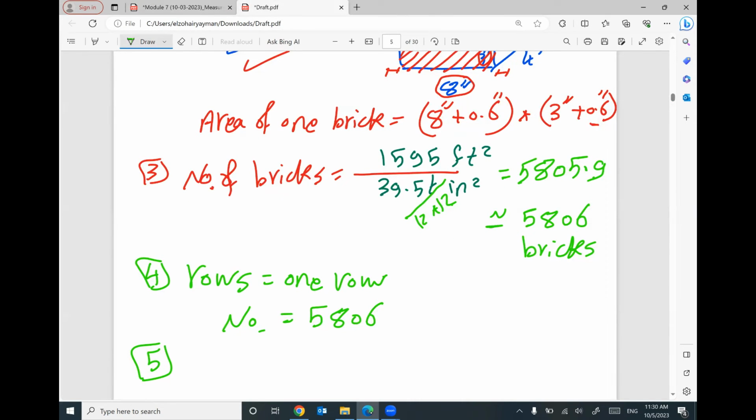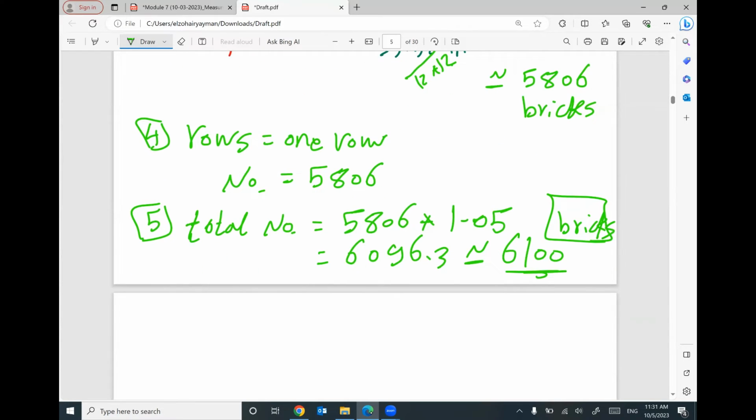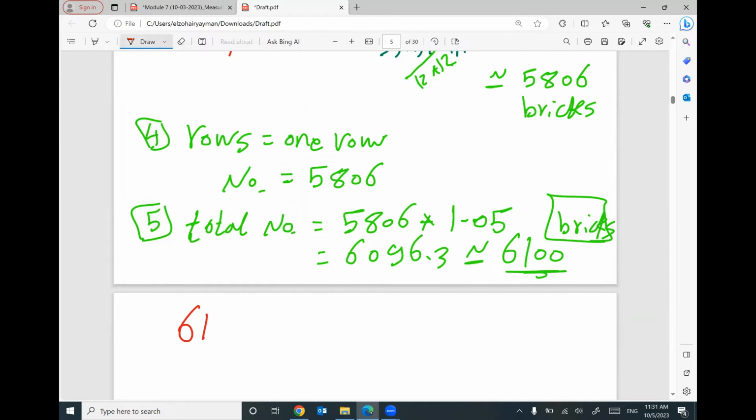So the number will equal this number, 5,806, multiplied by 1.05, 5% extra. So that will give you 6,096.3. You can round it to 6,100 bricks. So I need to order something around this number, or I need to estimate my cost for the material around 6,100 bricks.